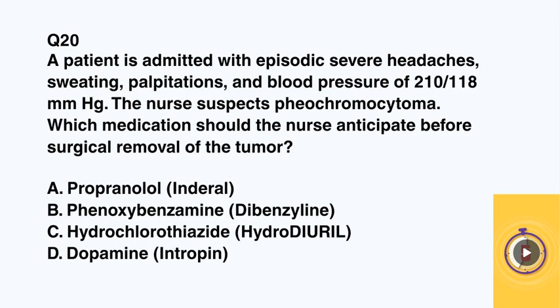Our last question, number 20. A patient is admitted with episodic severe headaches, sweating, palpitations, and blood pressures of 210 over 118. The nurse suspects pheochromocytoma. Which medication should the nurse anticipate before surgical removal of the tumor? Letter A, propranolol. Letter B, phenoxybenzamine. Letter C, hydrochlorothiazide. Or letter D, dopamine.